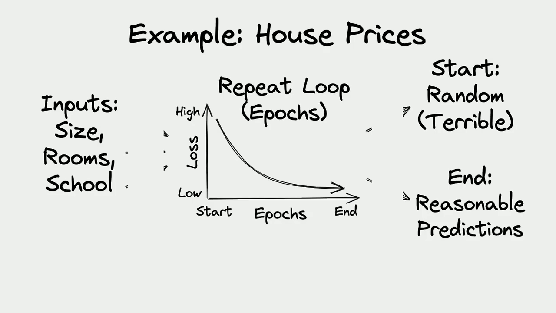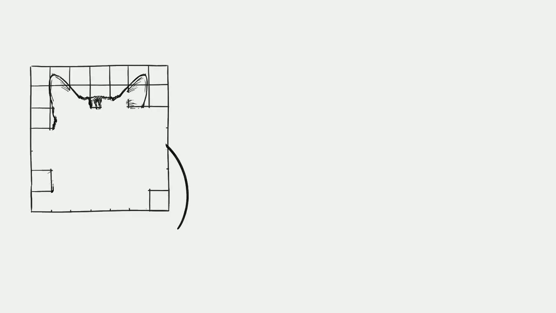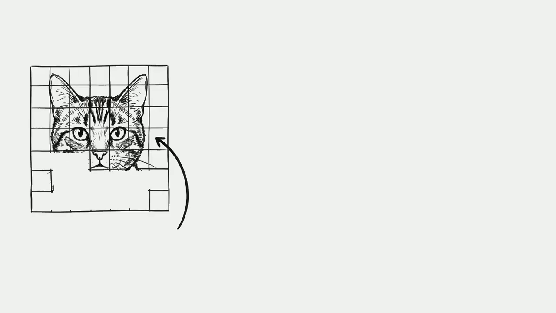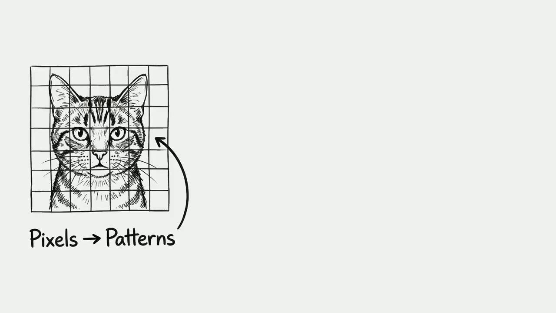Now consider a classification example, like cat versus dog images. Each image is just a huge vector of pixel values. A convolutional neural network processes these pixels using specialized layers that exploit spatial structure. The same training loop applies: forward pass, loss computation, backpropagation, weight updates. After enough labeled images, the network learns to recognize visual patterns that distinguish cats from dogs.